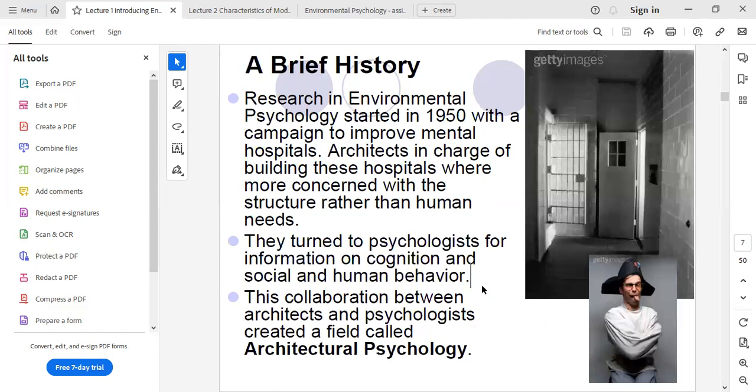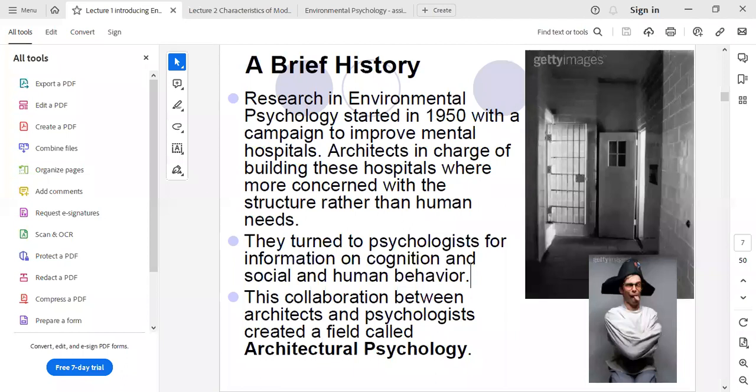All right. Looking at a brief history of environmental psychology, from where we start until we reach where we are. You know, for every aspect or everything, there is a historical perspective.